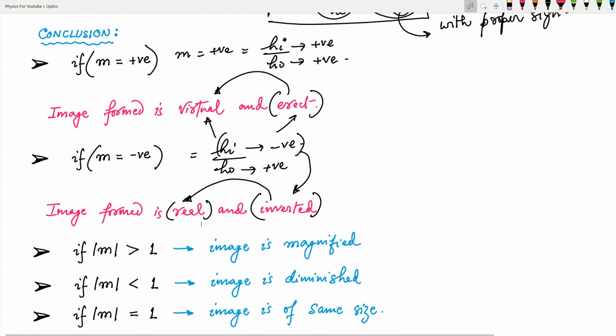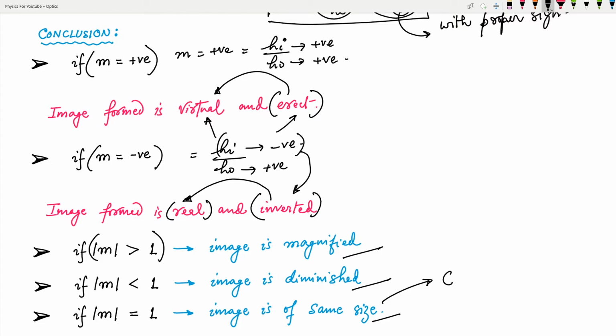Now let's see, if mod of magnification is greater than 1, it's simple, the image is magnified. If mod of m is less than 1, very simple, again the image is diminished. And if mod of m is equal to 1, then the image is of the same size. And I can say that if the object is at the center of curvature, then the image is also at the center of curvature, and you have seen this in my previous video. So this is all about magnification, and if you understood all these concepts, then you're good to go.